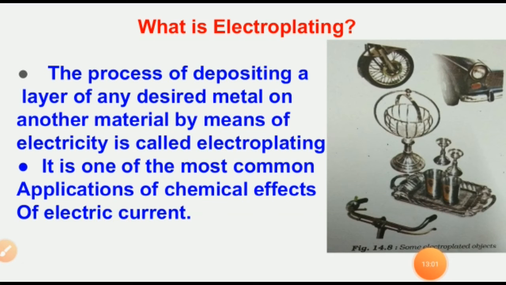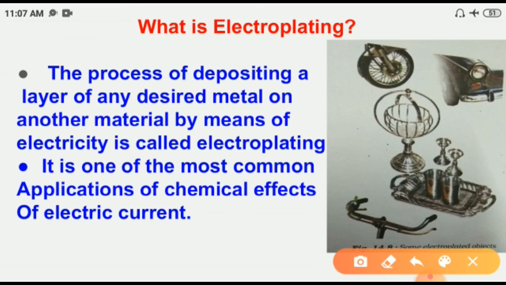And the next topic is, what is electroplating? The process of depositing a layer of any desired metal on another material by means of electricity is called electroplating. So a layer of one metal can be deposited on top of another, and it is one of the most common applications of chemical effects of electric current.